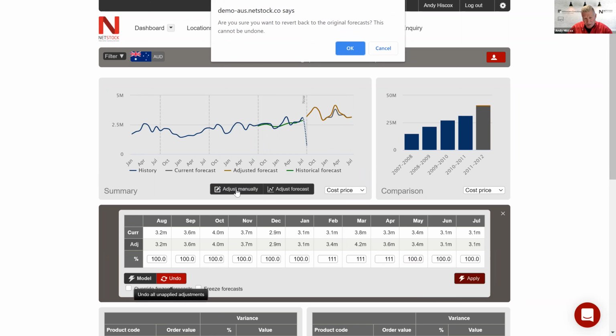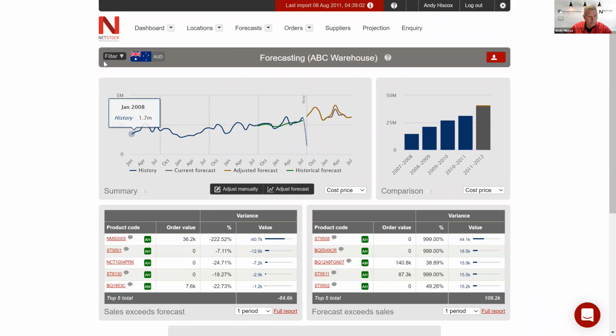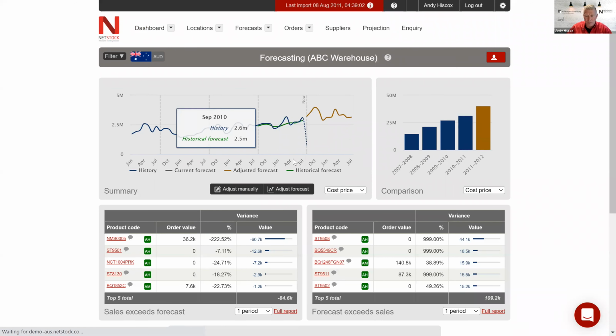We also have the ability to scroll through and review forecasts within a group. I won't go into that now. We don't have enough time to cover all of that during the webinar.